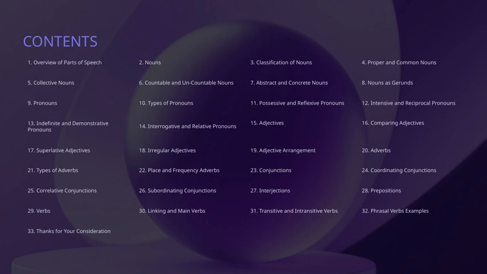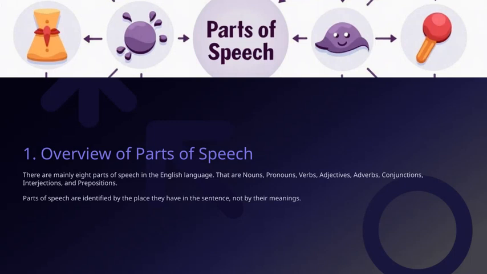We'll also cover verbs, distinguishing between linking, main, transitive, and intransitive verbs, and look at phrasal verbs as common expressions. Finally, we'll touch on interjections, which add emotion or emphasis, and wrap up with a review of how all these elements come together to form clear, effective communication. This comprehensive overview will help you grasp the key concepts and see how each part of speech contributes to language mastery. Today, we're going to take a closer look at the overview of parts of speech.